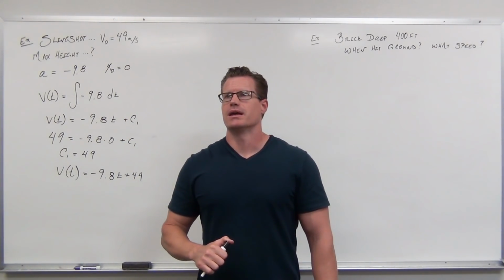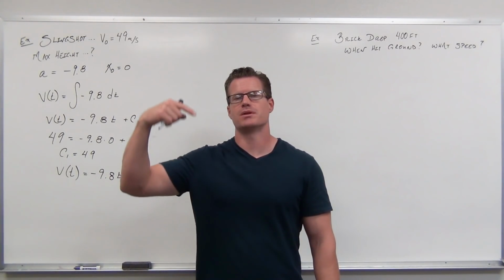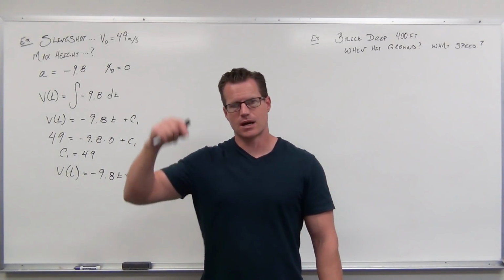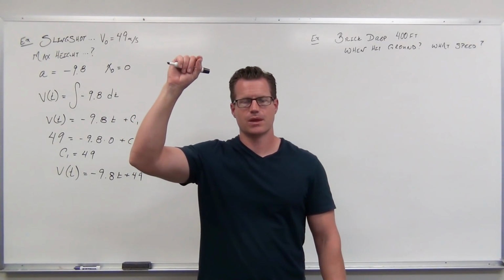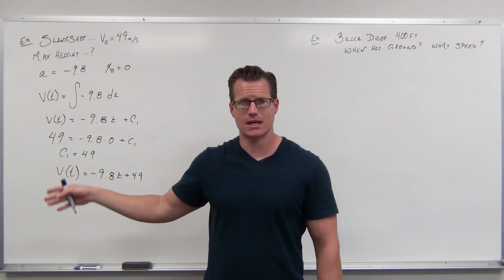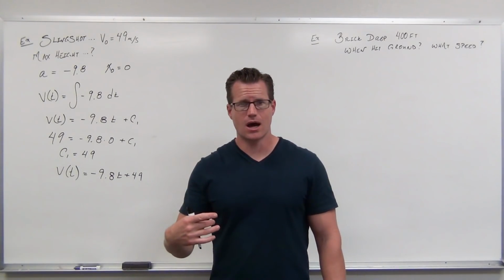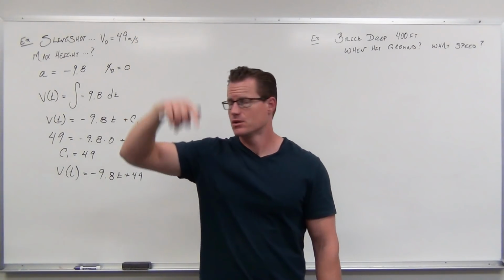It's going to come back down. It's going to have a positive velocity and a negative velocity. So it's going to come up and it's going to come down. At the top, its velocity is 0. So if we want to find the maximum height that's attained by this, then we set this equal to 0. It's going to give us the time that we reached its max.